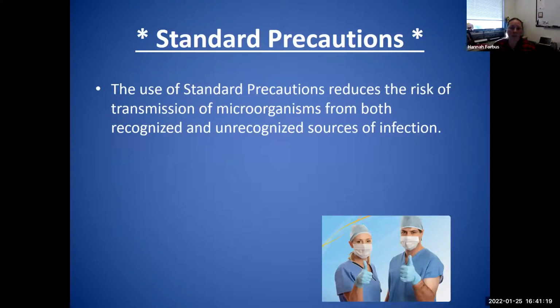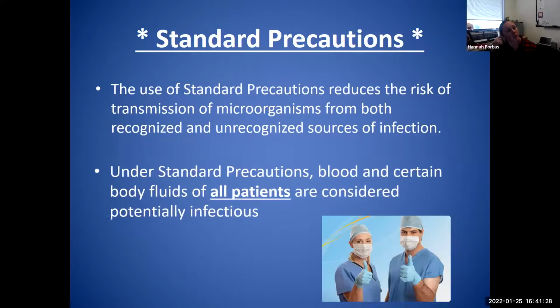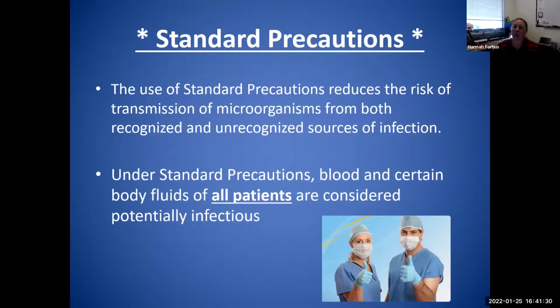So doing this reduces the risk of transmission of microorganisms from both recognized and unrecognized sources of infection. Under standard precautions, blood and certain body fluids of all patients are considered potentially infectious, right? So it doesn't matter if I looked at that patient's chart last week and I ran an HIV test on them and it was negative. If I'm drawing blood again this week, I am going to consider it potentially infectious. Okay.